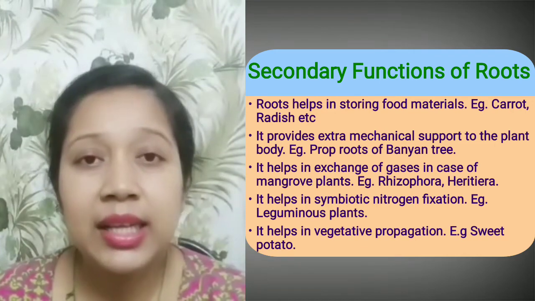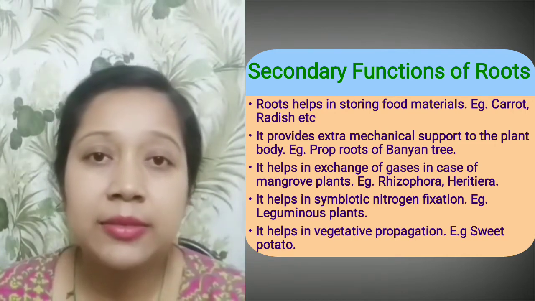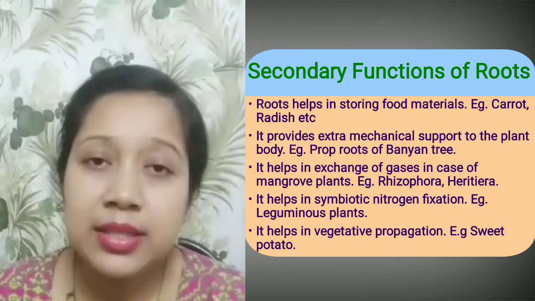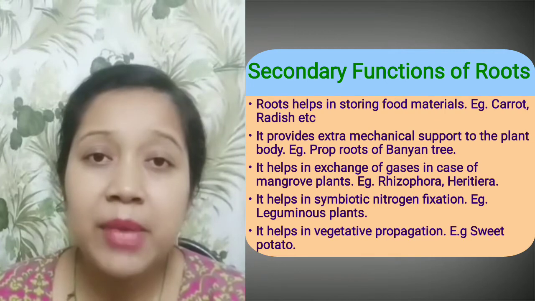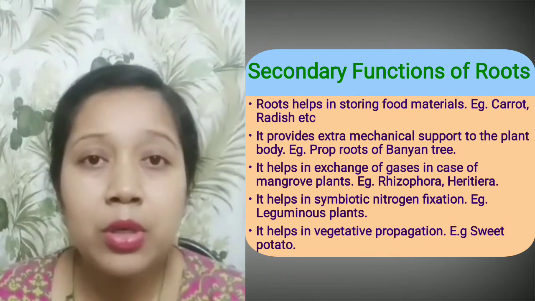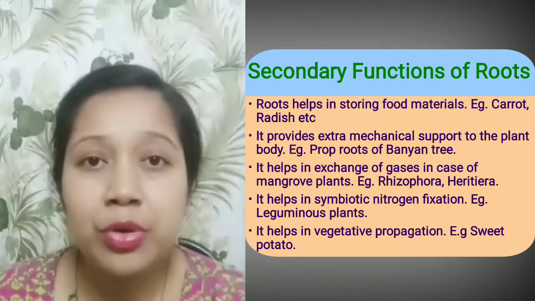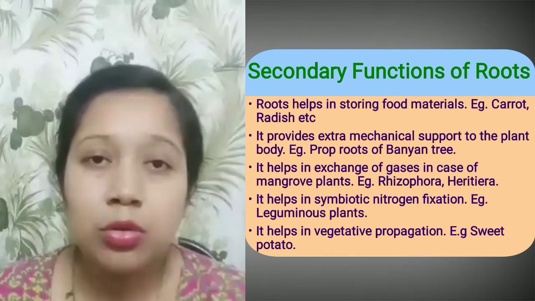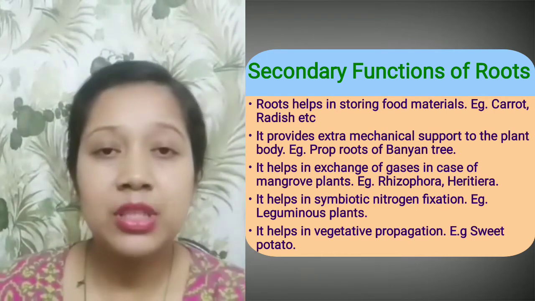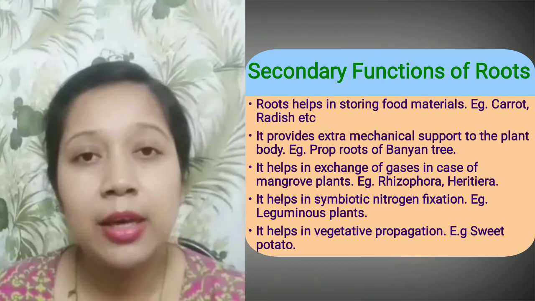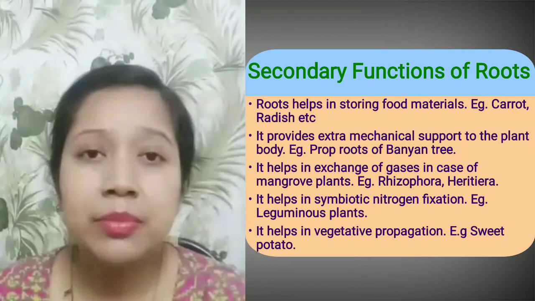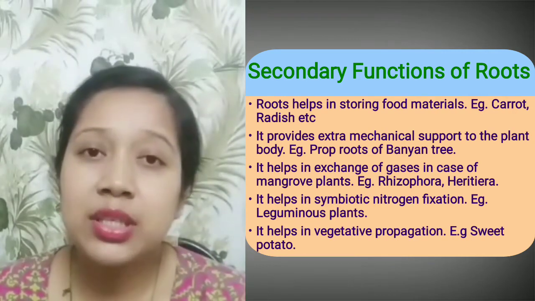As we have seen, plants like the banyan tree, the bamboo, or the sugarcane plant need some extra support to hold the whole plant body, apart from the general roots already present on the lower part of the plant body. They need extra mechanical support, and that is done by different types of roots, mainly the adventitious roots. Similarly, there are other miscellaneous functions that the root system bears.